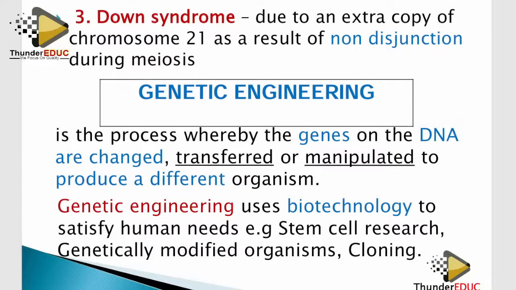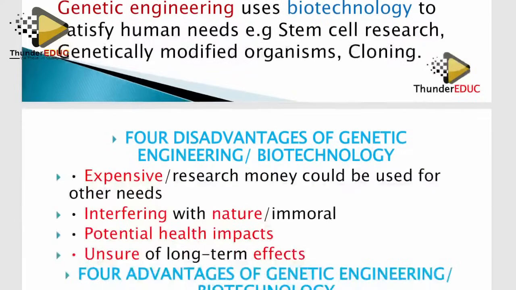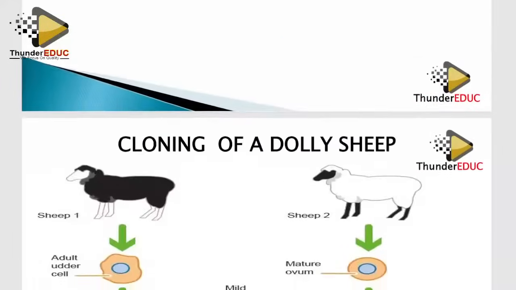About genetic engineering. Whenever you talk about genetic engineering, guys, it must include the word manipulation. You manipulate. When you say engineering, you are manipulating the genes. Is it clear? Yes. So when you're engineering a building, you are manipulating the plan on the paper into a full structure. So, disadvantages: expensive, interfering with nature, unforeseen long-term effects. Those ones, guys, you can just read them.